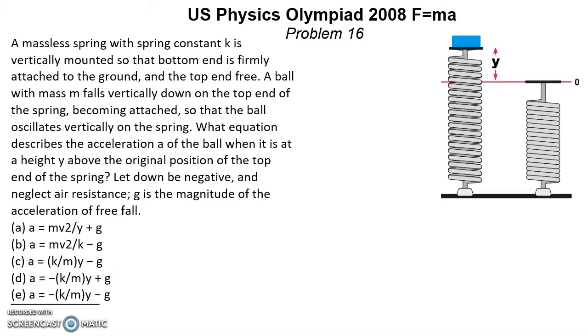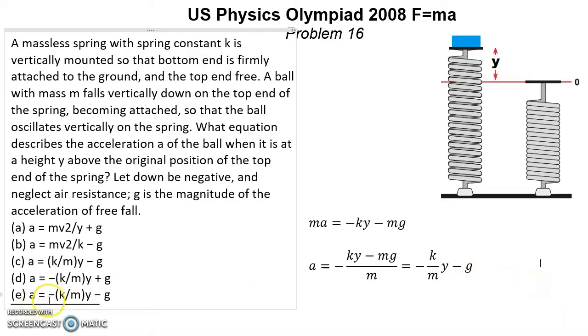And the other force is mg, which is going negative. So we can write this equation. That's the equation of motion for this ball. And now we can find the acceleration. This is the final equation for acceleration. So we can see that it's exactly E, the correct answer.